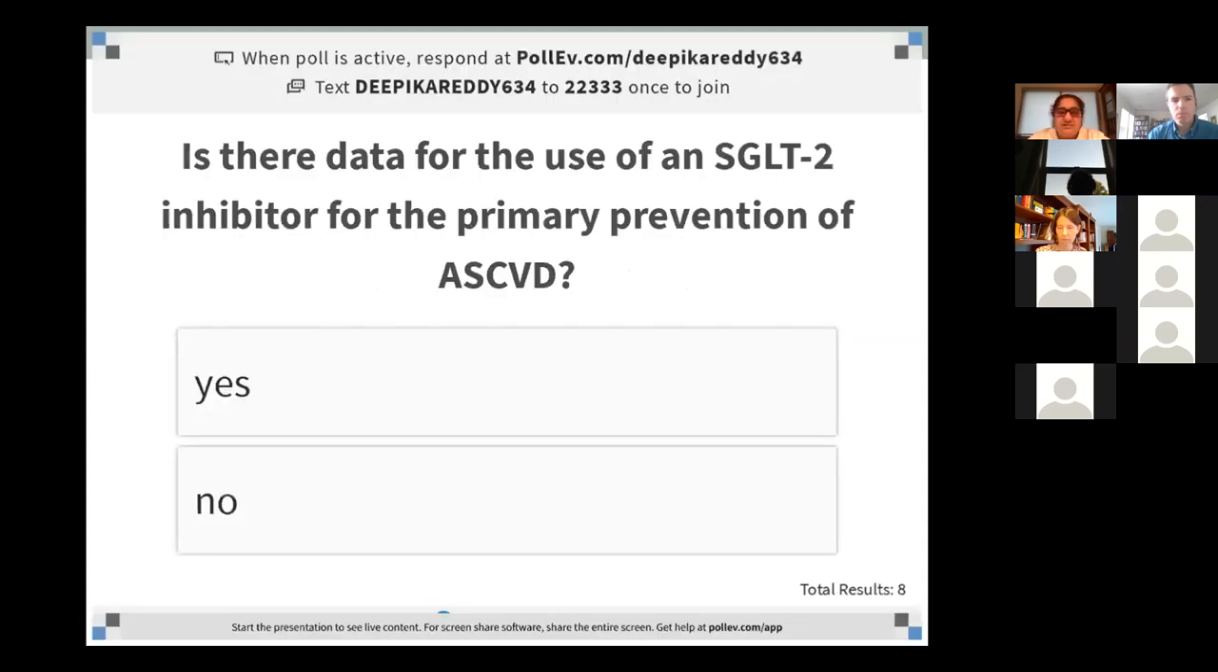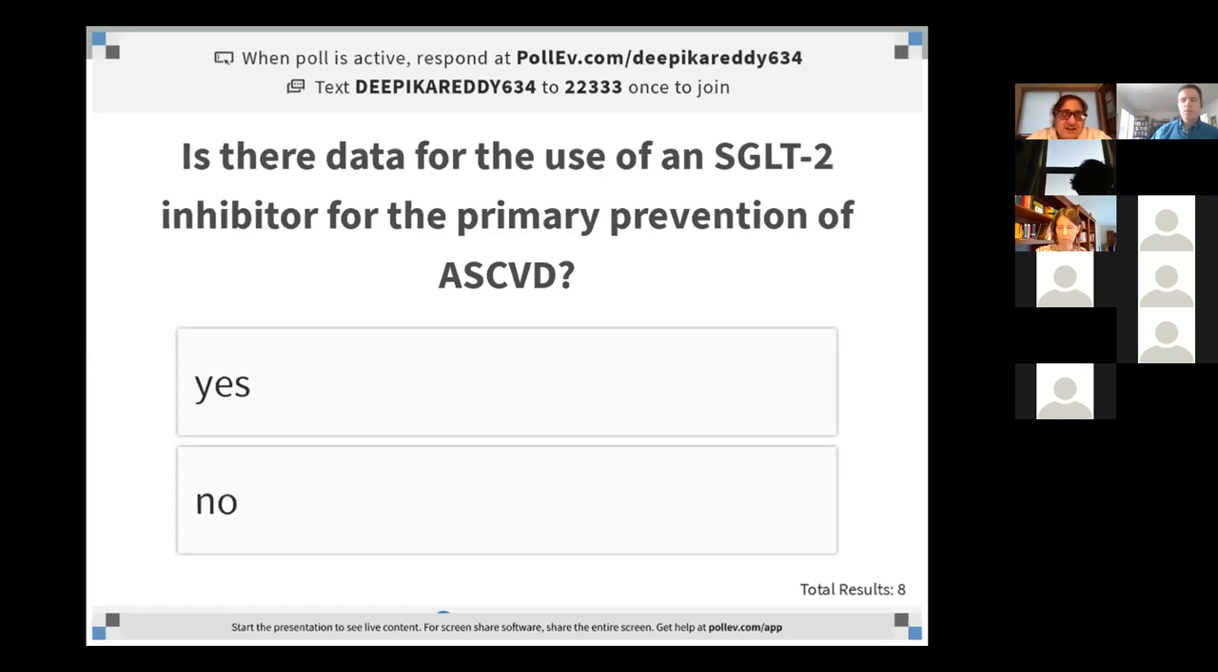What about SGLT2 inhibitors? You don't necessarily have to answer this question because I'm just going to go ahead and talk about this. The problem with a lot of the studies is they don't have just patients without a history of cardiovascular disease. There is no study that has looked at the use of SGLT2 inhibitors in patients with risk factors but no cardiovascular disease. The best study we have is the use of dapagliflozin in one of the TIMI trials, where about 40% of the patients did not have cardiovascular disease.